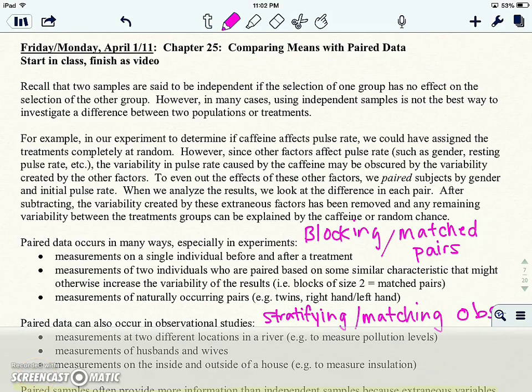Comparing means with paired data. I started this in class and I will reiterate and kind of review, and I will then finish the rest of the notes on this video.